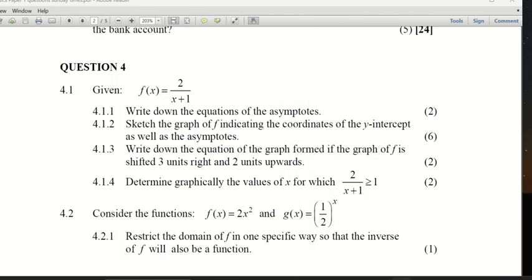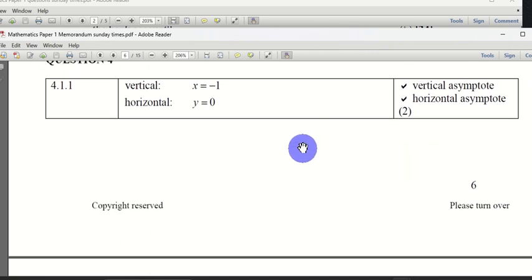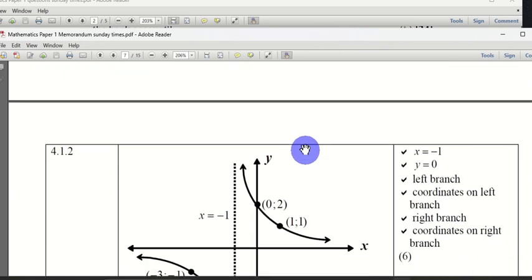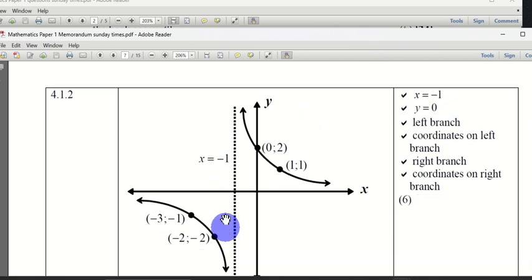Okay. Next question. Sketch the graph indicating the coordinates of the y-intercept as well as the asymptotes. 6 marks available here. Let's see. And now I want you guys to be honest. First mark goes for x is equal to negative 1. So that line needs to be indicated to me, and I will give them a mark there. Then y is equal to 0. You can just say the x-axis is that line.